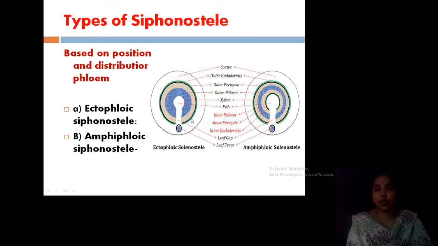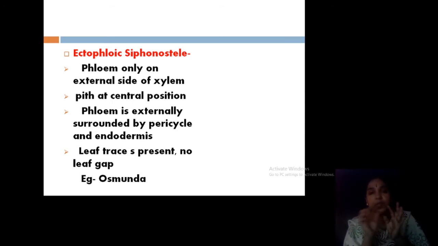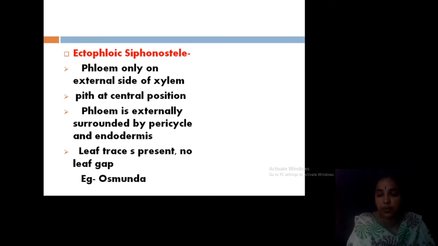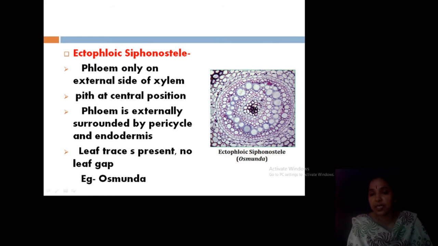See, this is the ectophloic and this is the amphiphloic. You can see the fundamental difference here. I will show you. So, ectophloic siphonostele is phloem only on external side of the xylem, only on outer side of xylem, pith at central position. So, phloem is externally surrounded by pericycle and endodermis, leaf traces present but no leaf gap. See, this is the pith at the center, then the xylem, outer side phloem, then endodermis, pericycle. Phloem only on external side of the xylem, pith at the center.